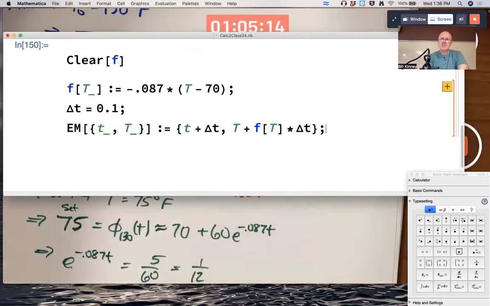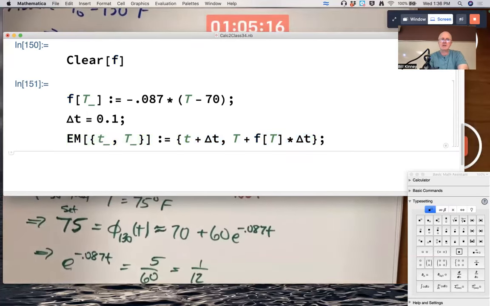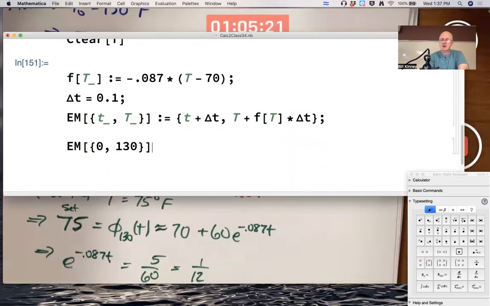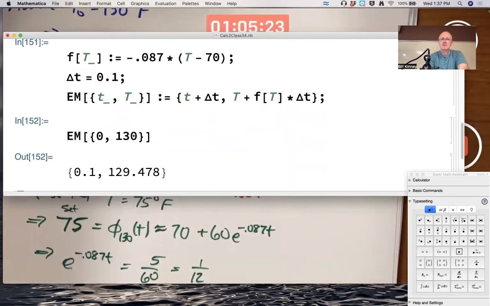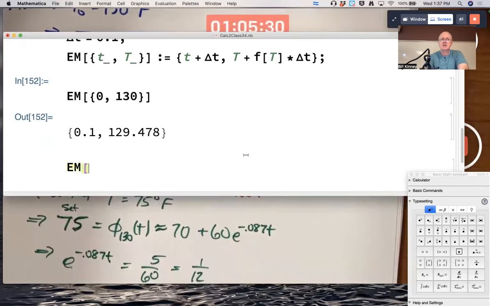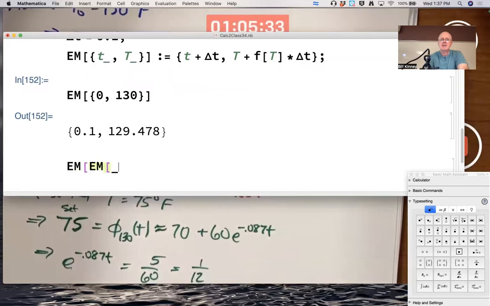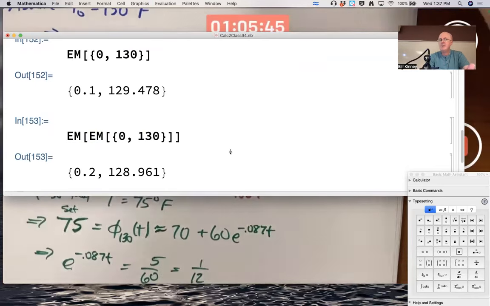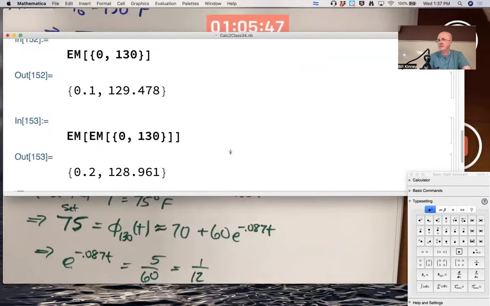So this is a function that I can apply for Euler's method. For example, I could do EM of {0, 130} to approximate the temperature at time 0.1. It's a little less than 130. Or I could use the function twice to approximate the temperature at time 0.2, 128.96. It's applying EM over and over again that is implementing Euler's method.